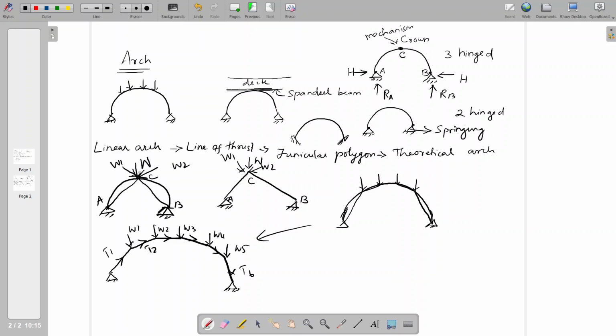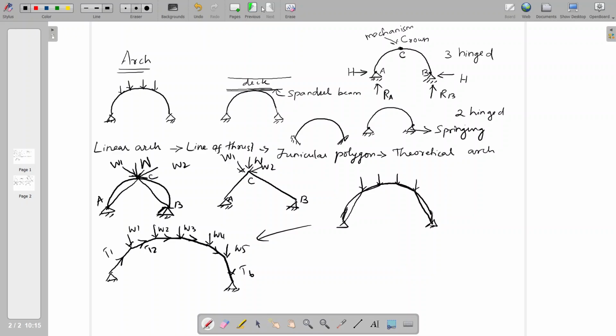If you connect the components of the applied load with the support levels, you will have a triangular pattern of load transferring, a linear transformation of the load. If you connect multiple point loads like this, you will have the linear arch. So it is only theoretically defined.